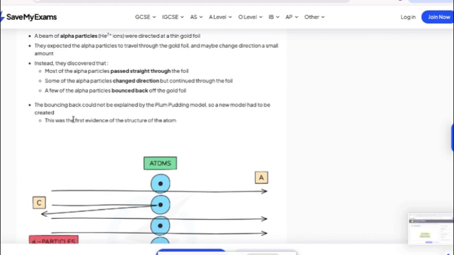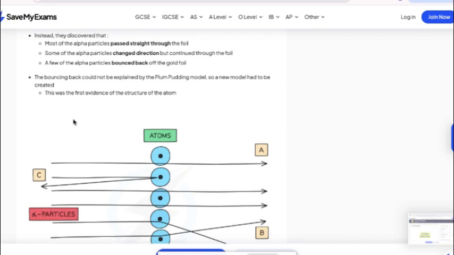It could not be explained by the plum pudding model, meaning there was a need for a new discovery or a new addition to the body of knowledge. So a new model had to be created. They had to create a new model as scientists, because the plum pudding model did not suffice for everything. This was the first evidence of the structure of the atom, that the atom has a nucleus at the center.